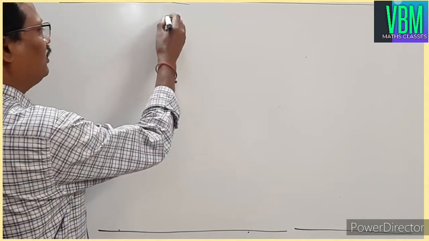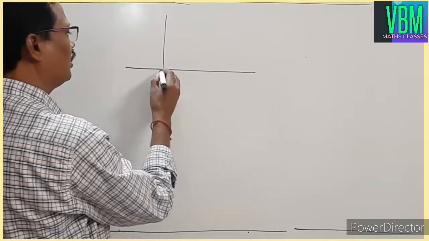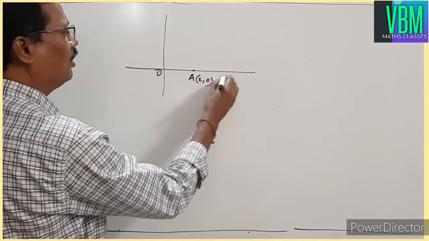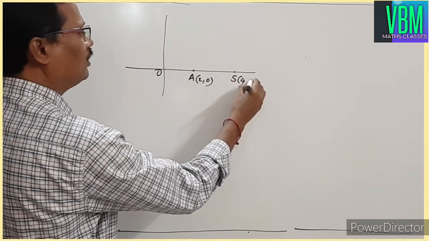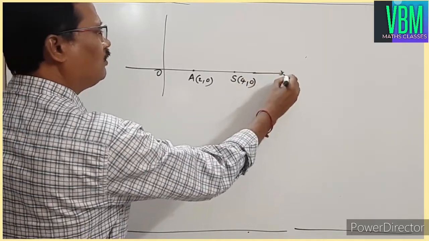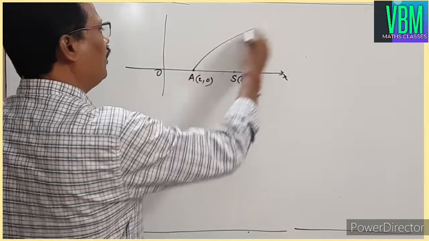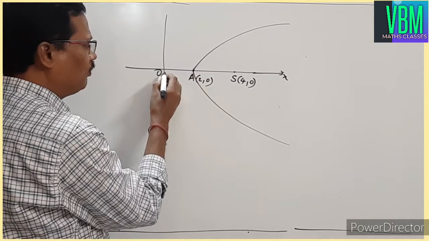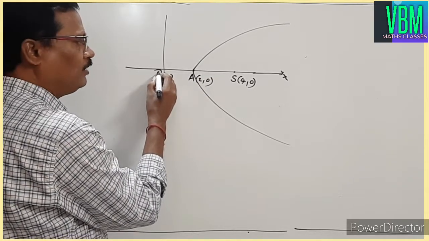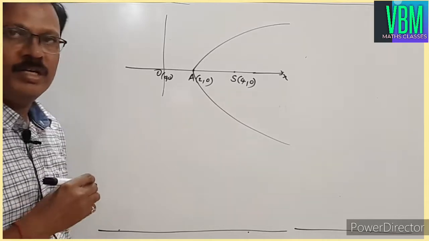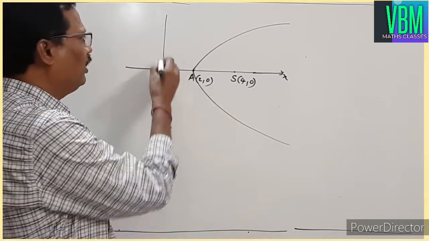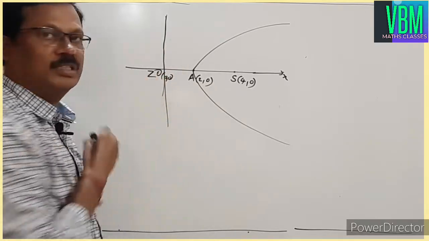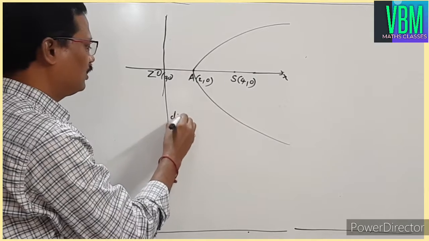If we draw this, this is the origin, this is the point A (2, 0), and this is the focus (4, 0), given on the positive x-axis. Therefore the parabola will be like this. The midpoint of O and S will be A, so this will be the directrix.